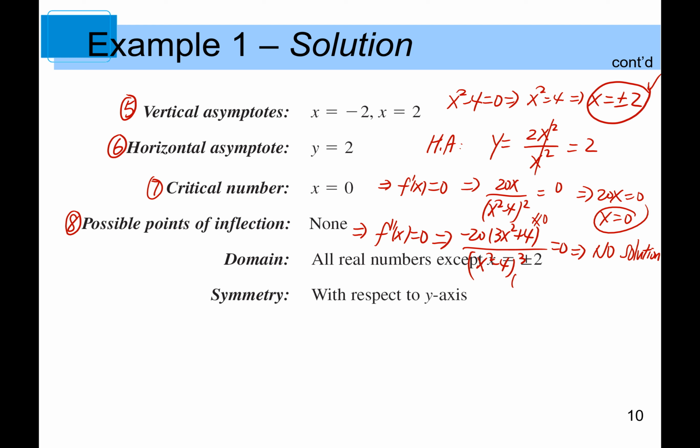You can also use interval notation. It's going to be from negative infinity to negative 2, union negative 2 to 2, union 2 to positive infinity. And that's the domain.